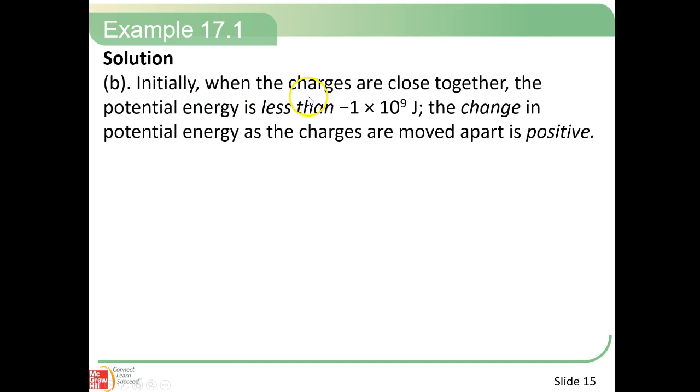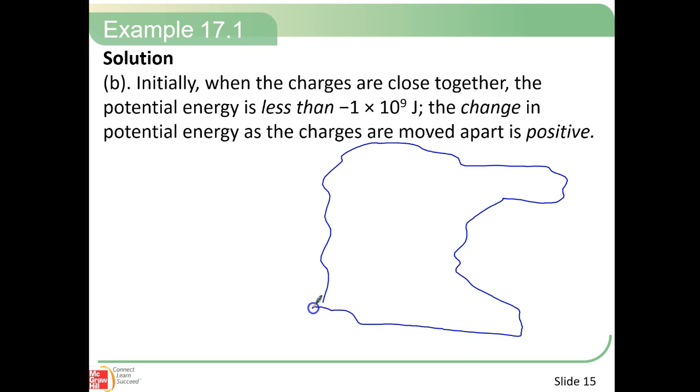So initially, when the charges are close together, that potential energy is really less than -1 times 10 to the ninth. So that change in potential energy as those charges are moved apart is positive. In that great big thundercloud, those charges, when they're infinitely apart, were at some point probably together. And so you might have had the positive and the negative charge down here because they are attracted to each other.